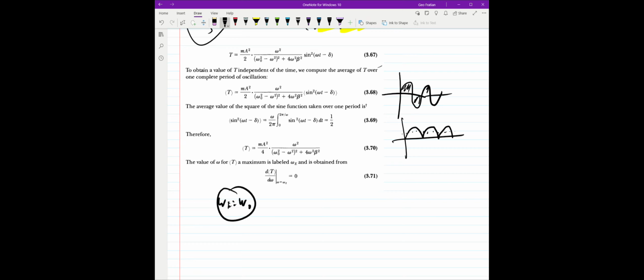In other words, omega naught is the natural frequency of the system for undamped oscillations, and we find the kinetic energy resonance occurs at the same frequency.